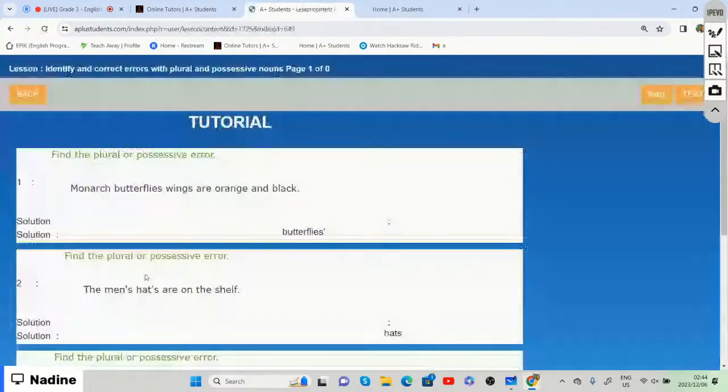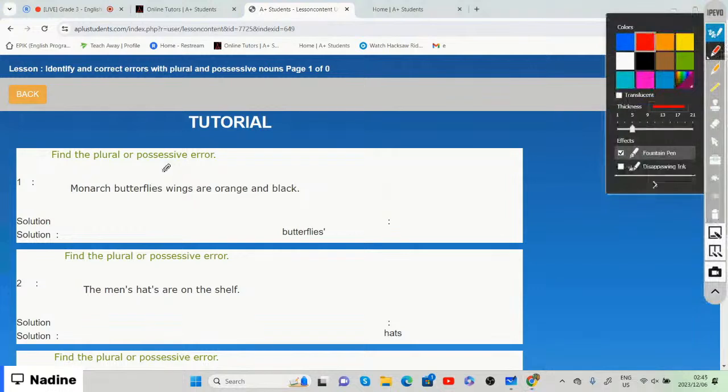All right, so now lastly we're identifying and correcting errors with plural and possessive nouns. It says monarch butterflies' wings are orange and black. If we look at the words, it says monarch butterflies' wings. The wings of the butterfly are orange and black. If we're talking about the wings of the butterfly, then we need to add an apostrophe, because it is the butterfly's wings.